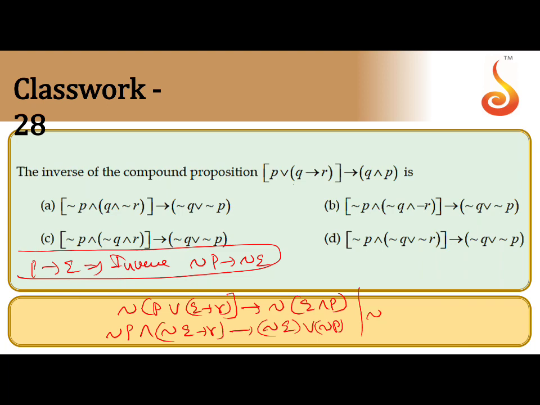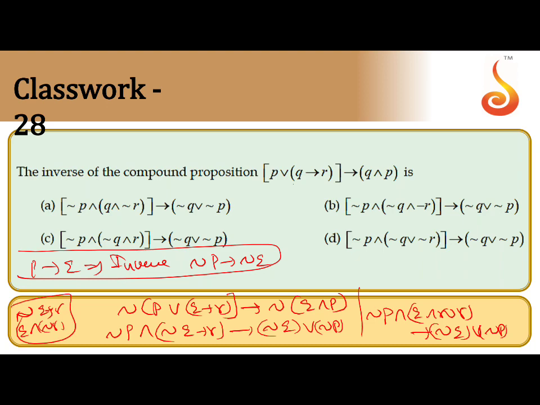So the last step is negation of P and Q, and negation of R, to negation of Q or negation of P. Just check it once again. So the value negation of Q to R is Q and negation of R. This you have to remember here.